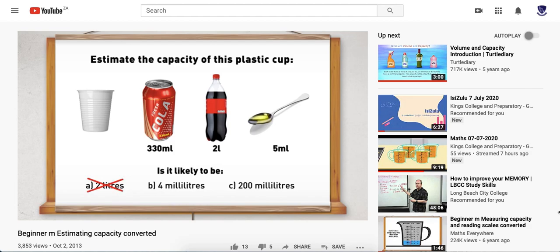It is larger than a teaspoon, which can hold 5 millilitres, so we know that it will hold more than 4 millilitres. It has a similar capacity to a can of cola, but can probably hold less than a can, so the most likely measurement would be 200 millilitres.